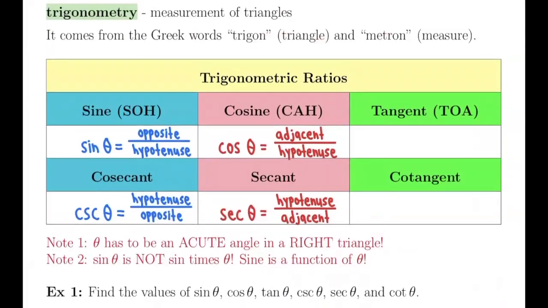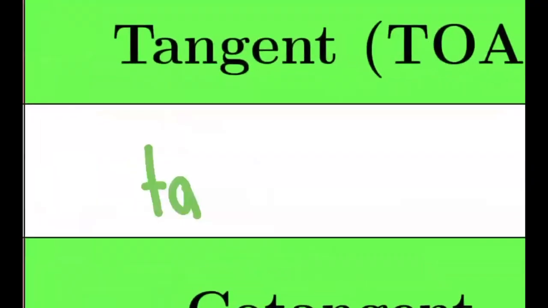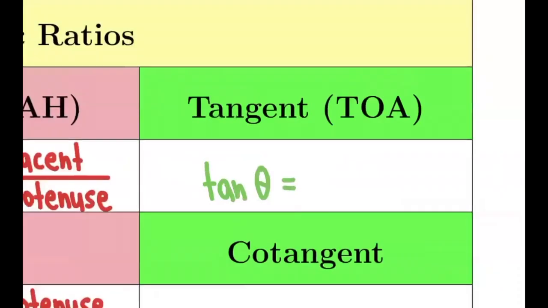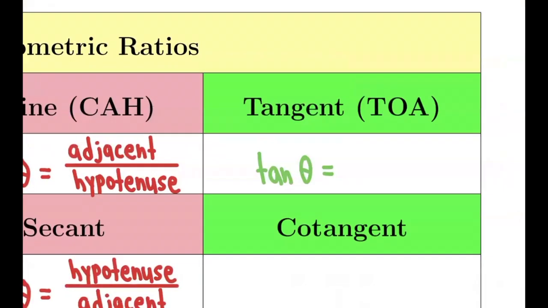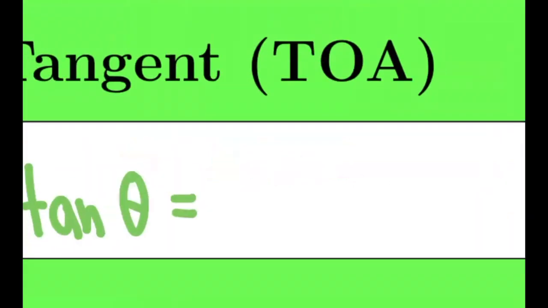Okay. And then we have tangent, which is abbreviated tan. So tangent of theta, that's the length of the leg opposite theta over the length of the leg adjacent to theta. So it's opposite over adjacent.